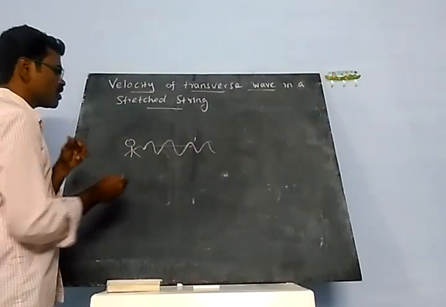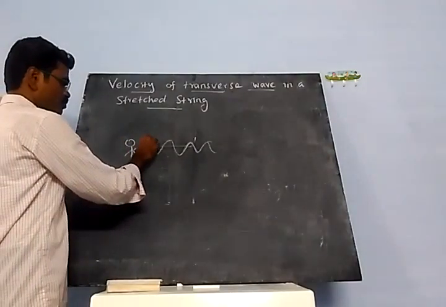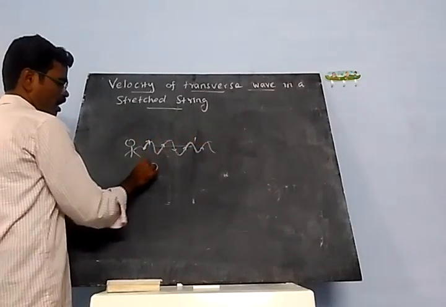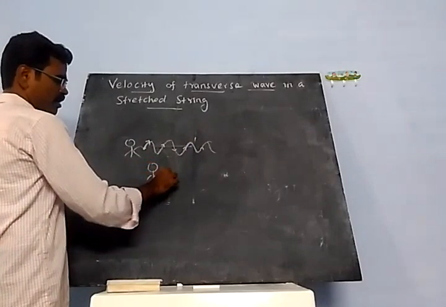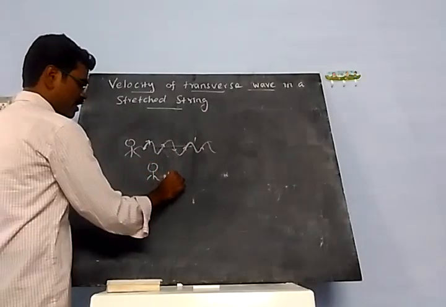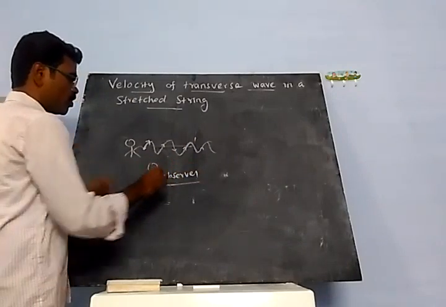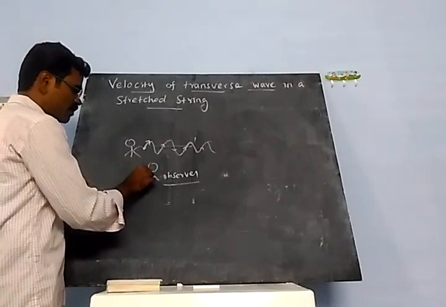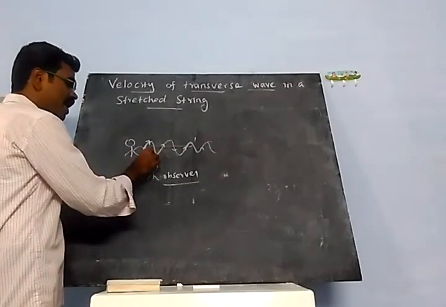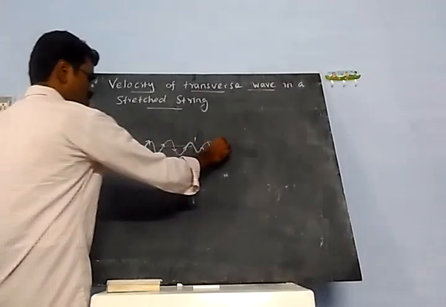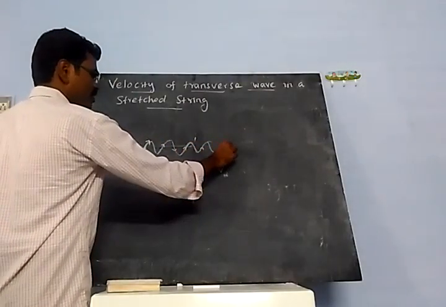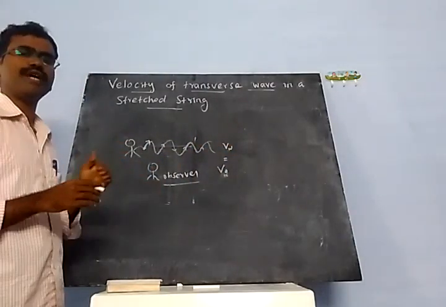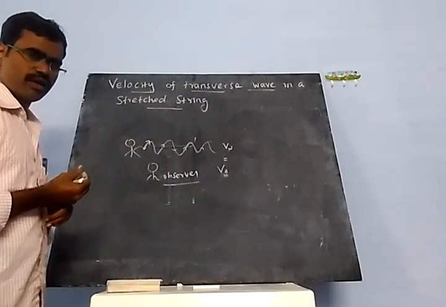Now here this wave is moving like this. Here one observer is there. This observer is also moving, moving along with the wave. So the velocity of the wave and the velocity of the observer are both equal. Both are moving at the same velocity.